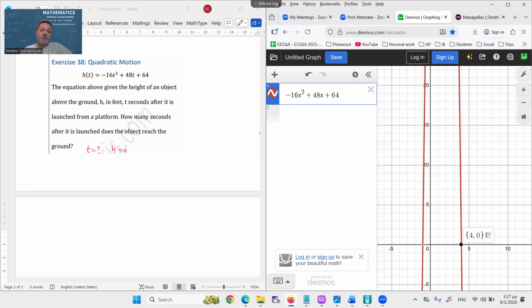How many seconds? After 4. The right answer here would have been 4.